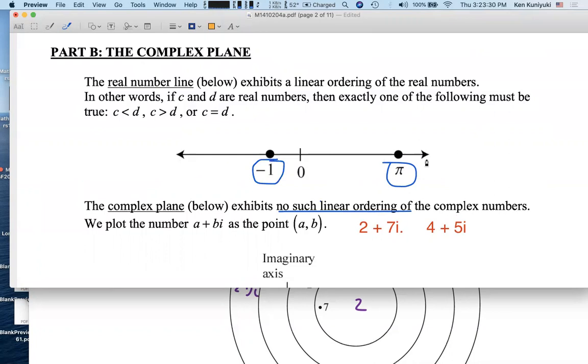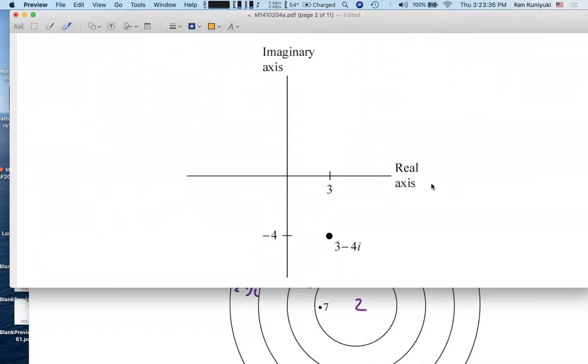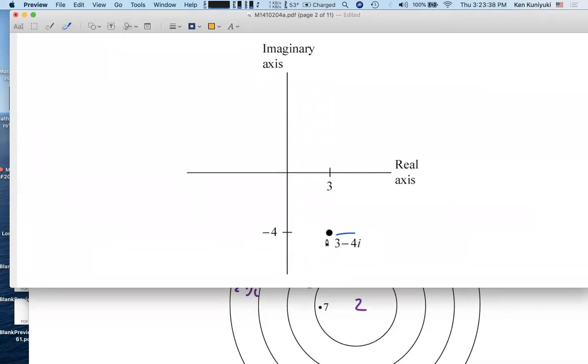Instead of a real number line, we represent the set of complex numbers using the complex plane. So if we want to plot a number like 3 minus 4i, we're basically plotting the ordered pair (3, -4) in the complex plane, (a, b), where a is the real part, b is the imaginary part. So 3 is on the real axis, -4 is on the imaginary axis. These take the place of the x and y axes. And here's 3 minus 4i. Every point in here corresponds to a complex number, including 0 over here.